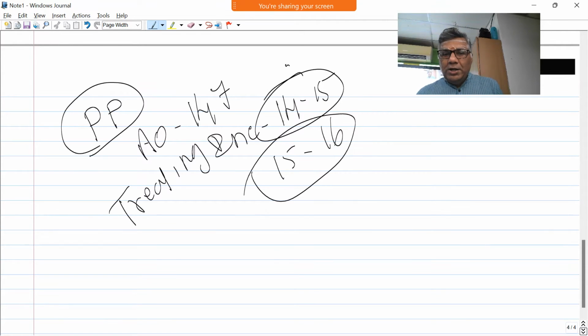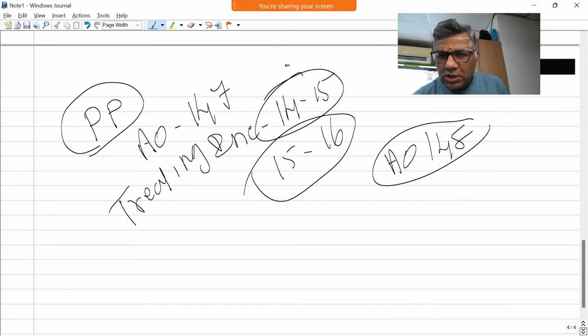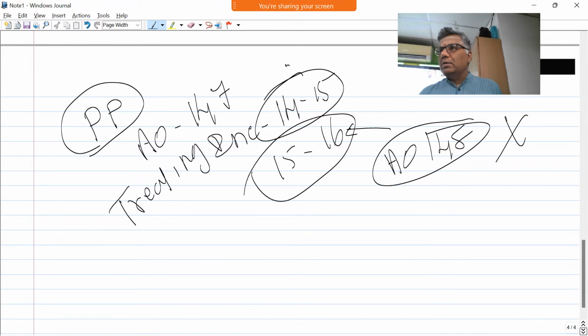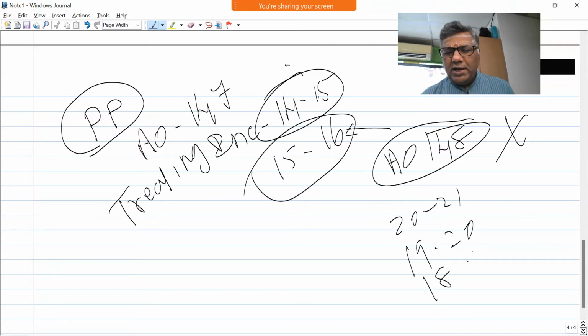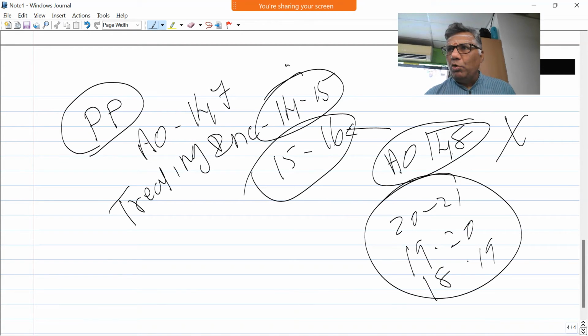Okay. Now, AO issued 148 notice for 15-16. Assessee said that the notice is time barred. You can only open it for 3 years. You can only open it for 3 years. Your 3-year time period is over. Okay. So 2021, 20-21, 19-20, 18-19. These 3 years only you can open. You are opening for 15-16.